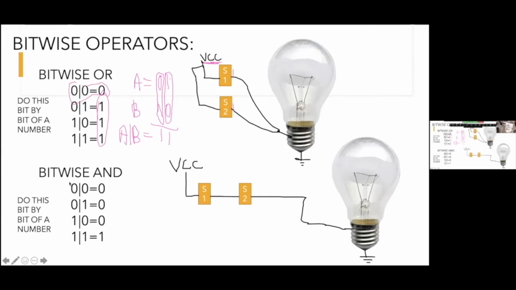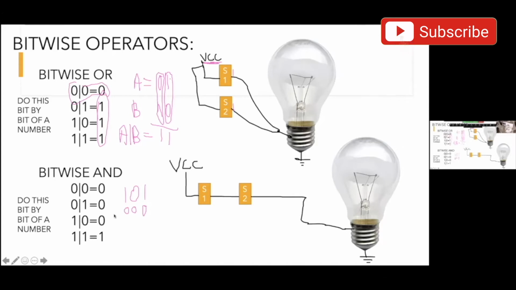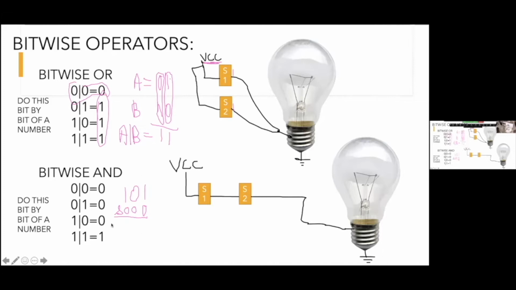Similarly with bitwise AND, and these are the rules. So if there are two numbers 1 0 1 and 0 0 0, and if you take the bitwise AND of these, what happens is 1 and 0 is 0, 0 and 0 is 0, and 1 and 0 is 0. So you can think about it like a circuit in series. The only way to turn on this bulb will be to turn on both these switches. If either one is off, the bulb cannot glow, right? Next.